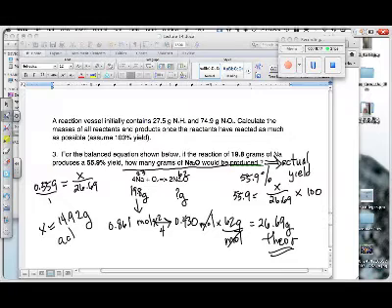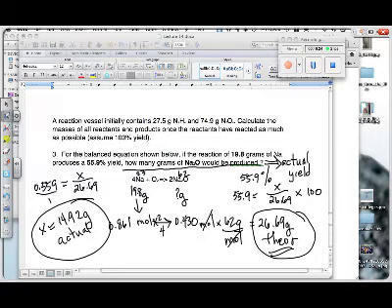Now some of you smarties out there may have realized that if this is the maximum amount you can make, all you have to do is multiply it times the percentage in decimal form. And that's really all you have to do.